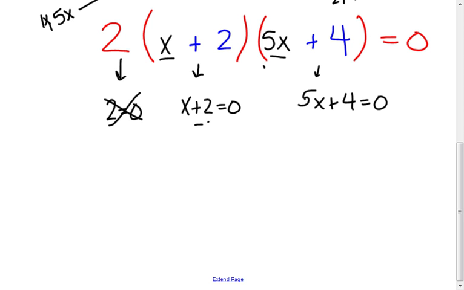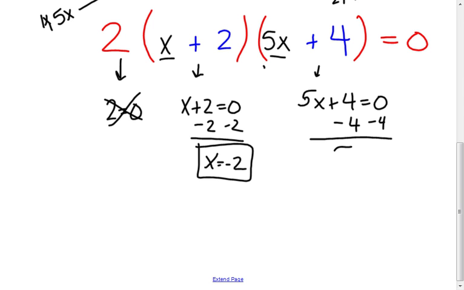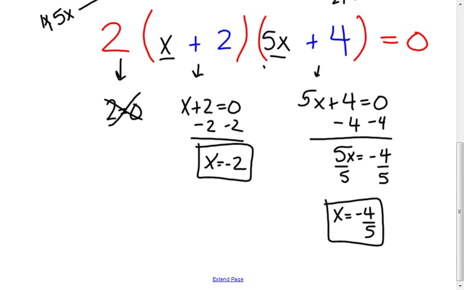In the next set, I will subtract 2 and get x equals -2. In the next set, I will subtract 4 and get 5x equals -4. Divide by 5, and x equals -4/5. Okay, so I have 2 answers here.